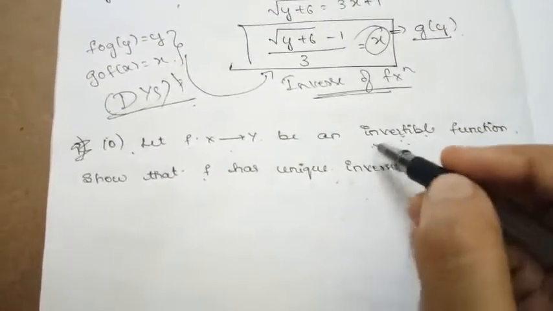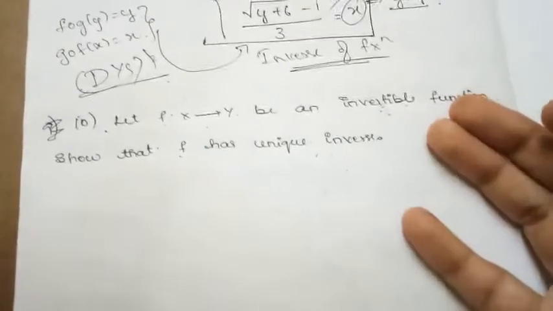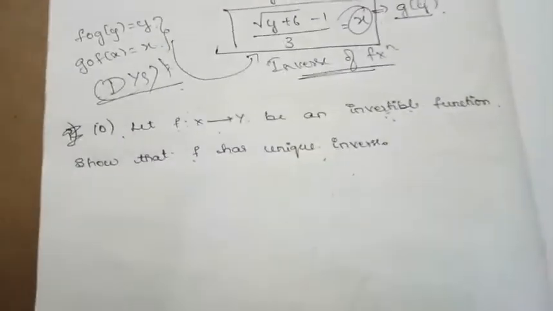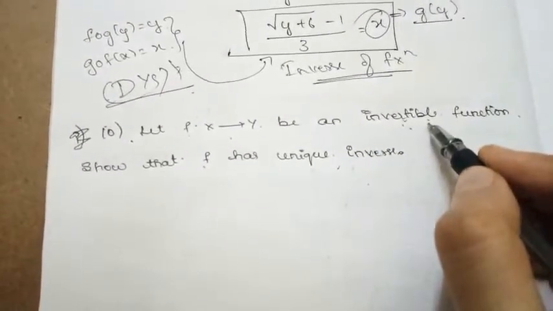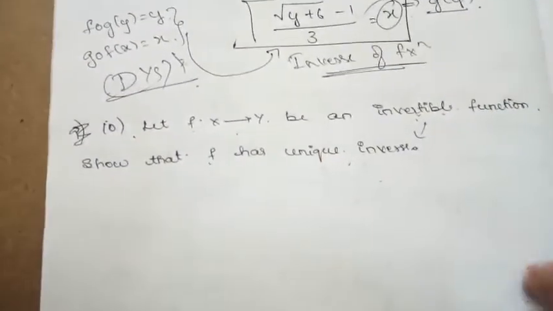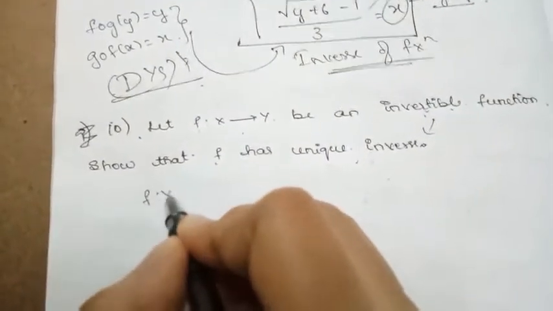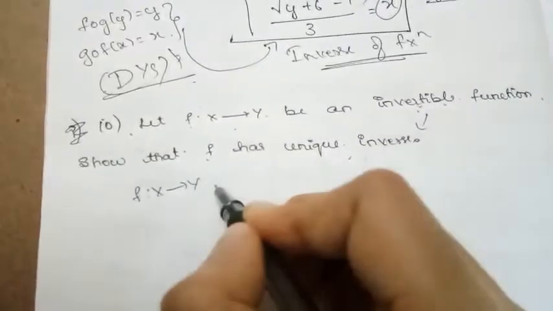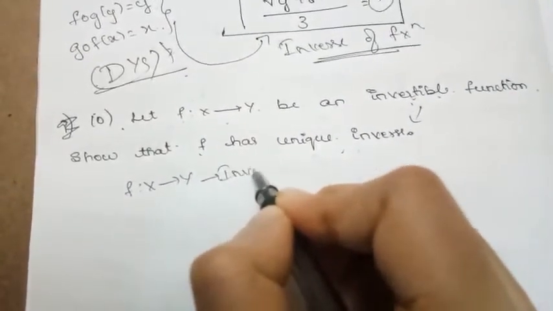If we prove this, it becomes a valuable new concept which we can apply in the future if a function which is invertible comes. So what they are saying here is f from x to y is an invertible function.